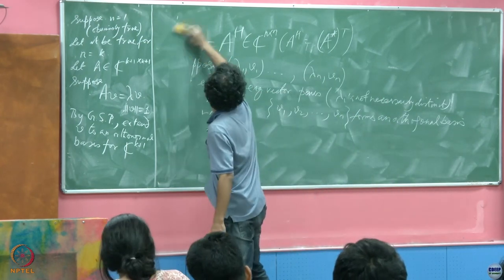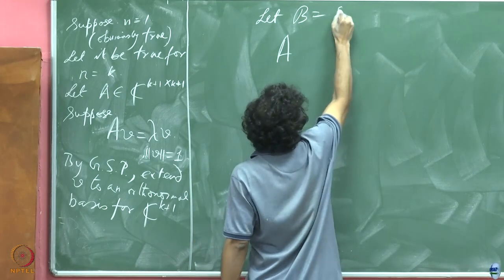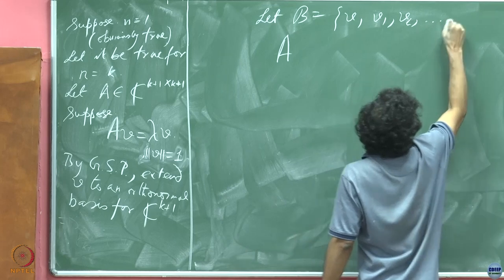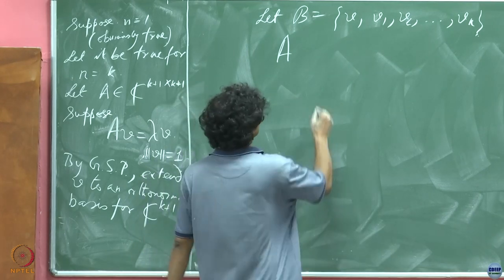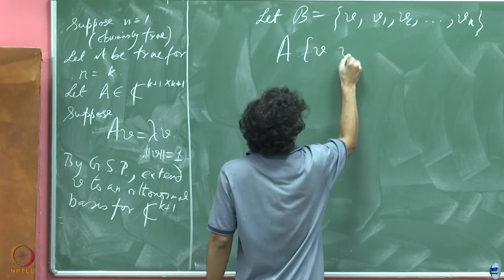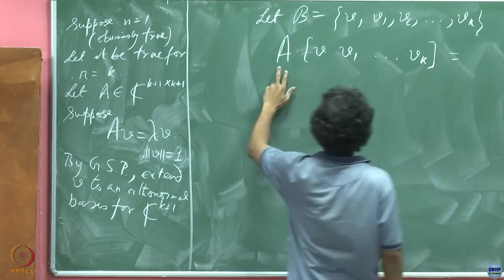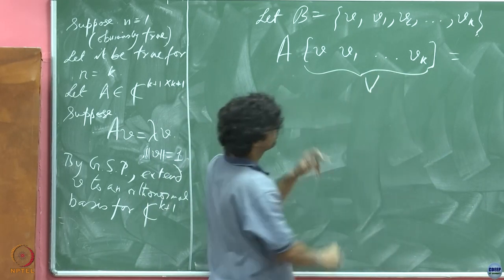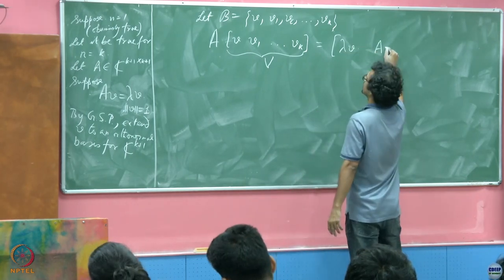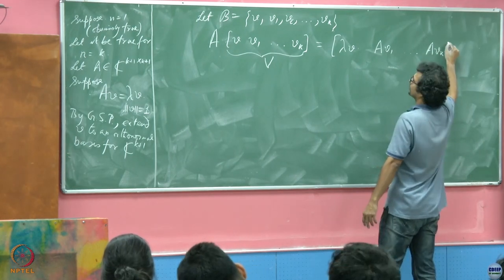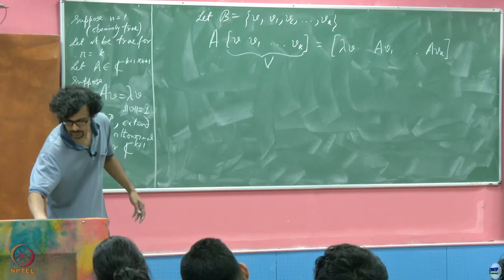Now, if you permit me to erase this, I'm going to use this entire space up now. Let us write this in the following manner. So let this basis be given by V, V1, V2, till Vk. Only V is the eigenvector, remember? The others are just going to complete the orthonormal basis. So let's take A times V, V1, until Vk. This is now the matrix K. And what is this going to be equal to? This is going to be equal to lambda V, A V1, until A Vk. All right. Let us hit this on both sides using V Hermitian.